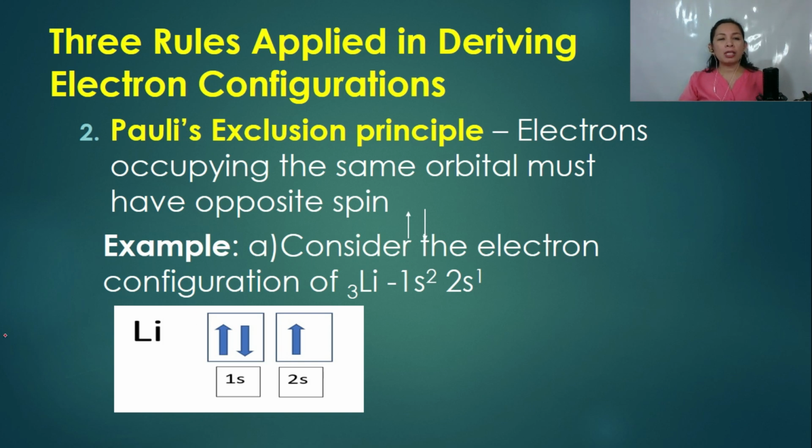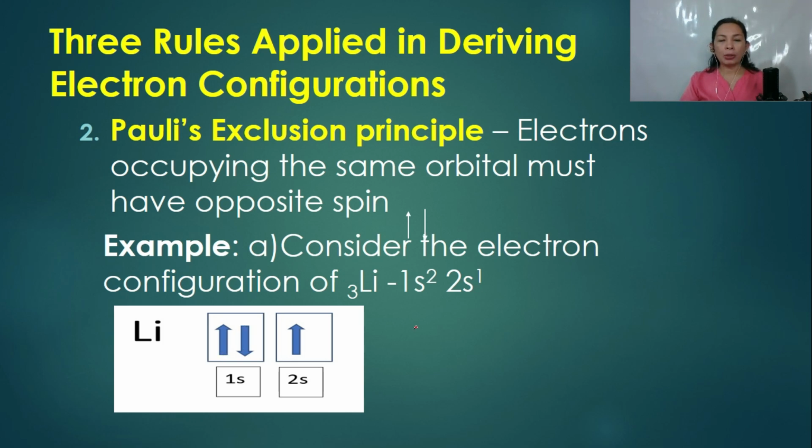Okay, then we proceed to the second rule, which is the Pauli exclusion principle, which states that electrons occupying the same orbital must have opposite spin. This can also be shown in an orbital diagram. So this one is the 1s orbital and this one is the 2s orbital. As you can see, in the 1s orbital, the 2 electrons are in opposite directions, one upward and one downward.